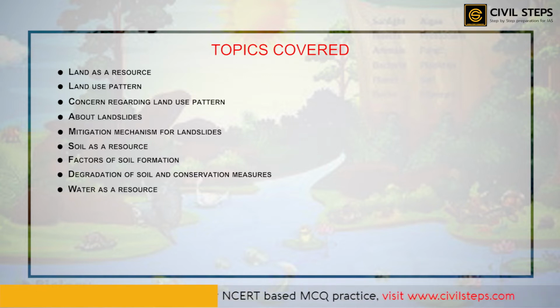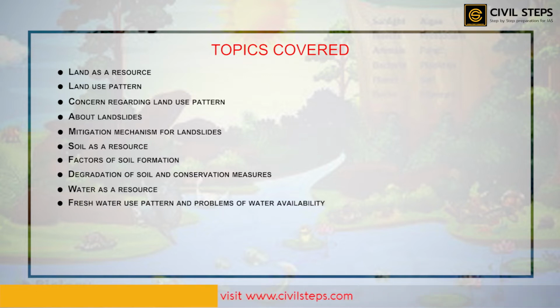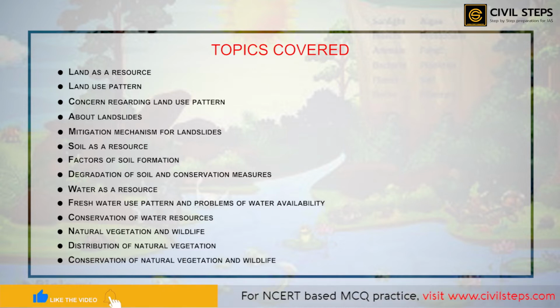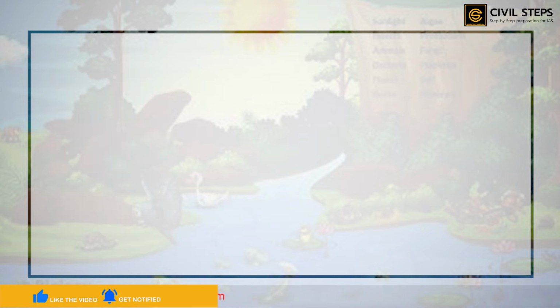Ninth, water as a resource. 10th, freshwater use pattern and the problems of water availability. 11th, the conservation of the water resources. 12th, the natural vegetation and wildlife. 13th, the distribution of natural vegetation. And lastly, that is the 14th point, we will be talking about the conservation of natural vegetation and wildlife. So, this is a pretty lengthy topic and let us just start.